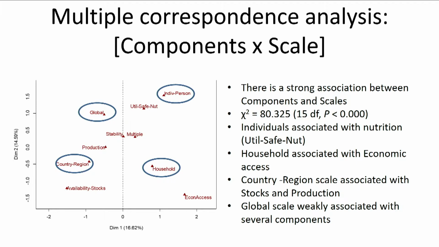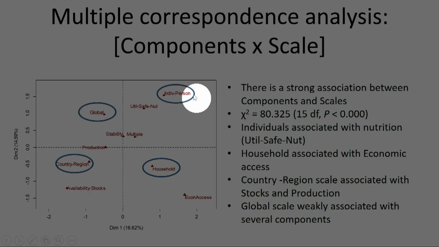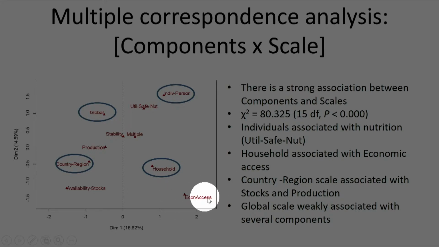And when we map those associations, we see that there is a statistical association among these publications in food security between the individual person and the notion of food safety, nutritional value, utility. There is also an association between household and economic access. We also see that country region tends to be more associated with the production issues and the stock aspects. And the global scale tends to be associated with many of the food security components.